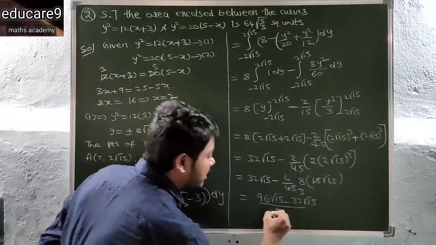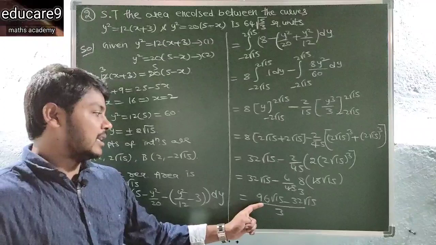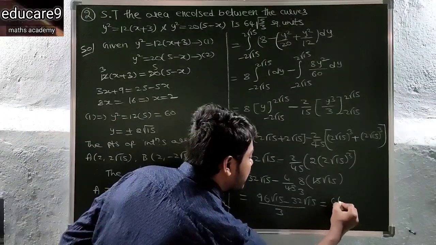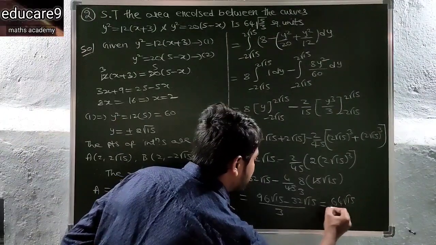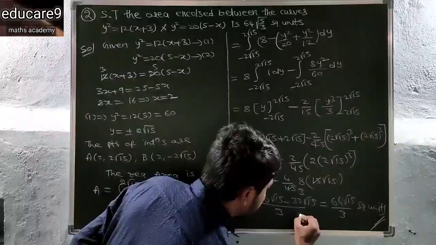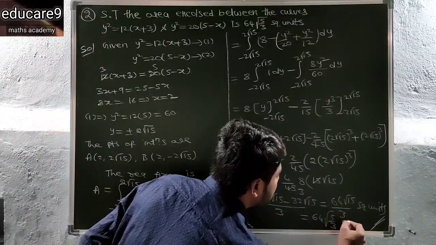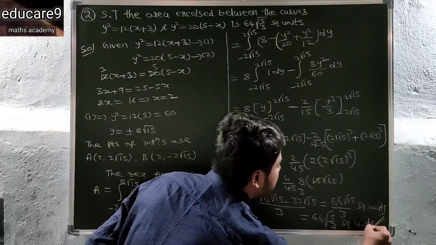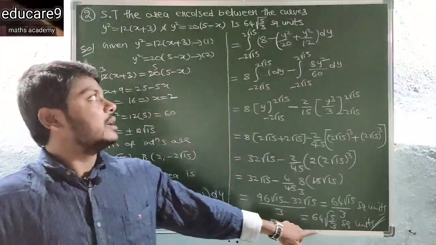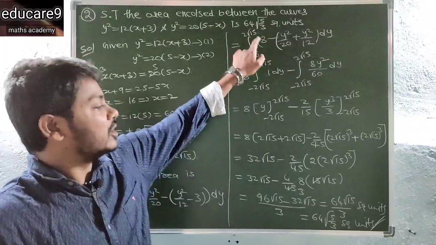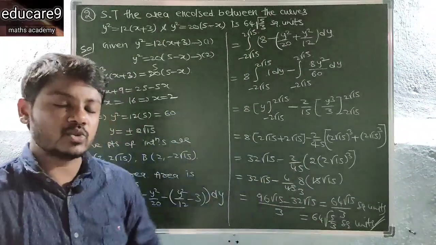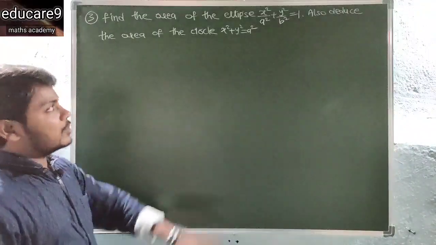So divide by 3. So 96 minus 32, 64 root 15 by 3. So this can also be written as 64 root 5 by 3 square units. So clearly this is the required answer. So that one is 64 root 5 by 3 square units. So see the question number 3.